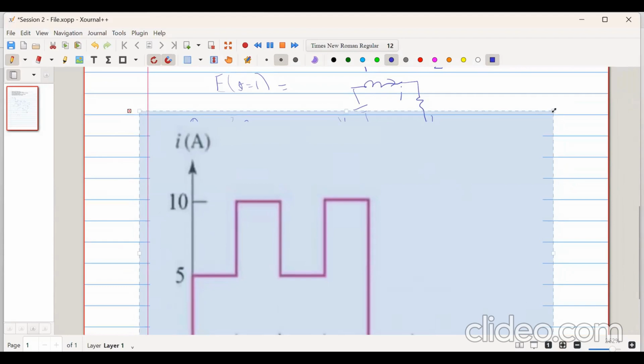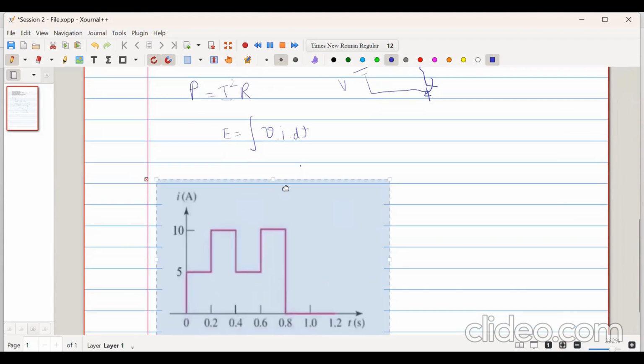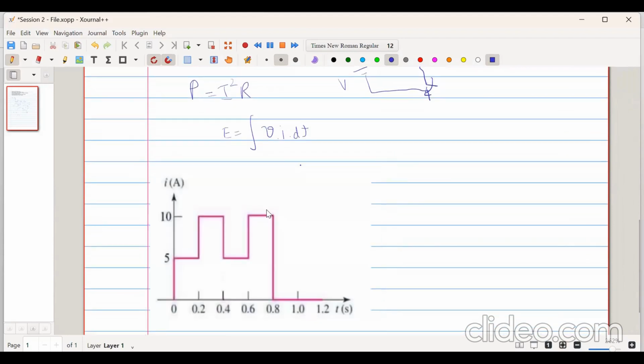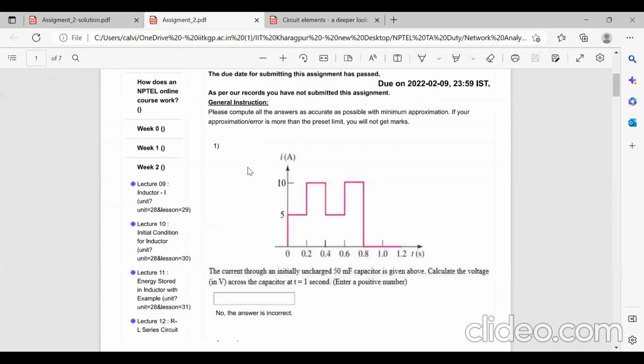So, my screen is visible, right? Yes, sir, it is. So the question is, this is the profile of the current flowing through a capacitor. We have been told the current through an initially uncharged 50 millifarad capacitor.